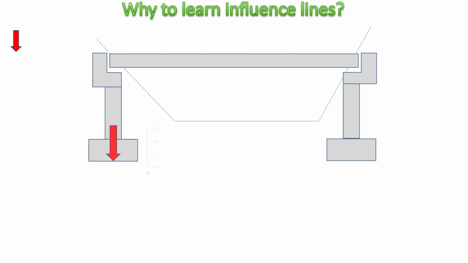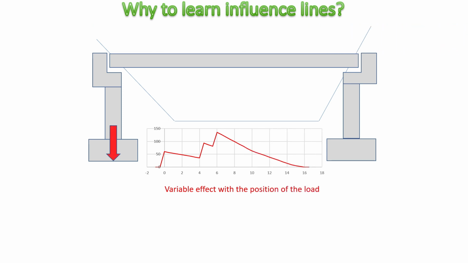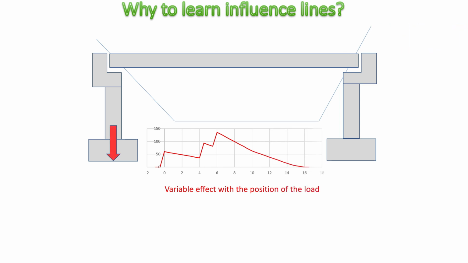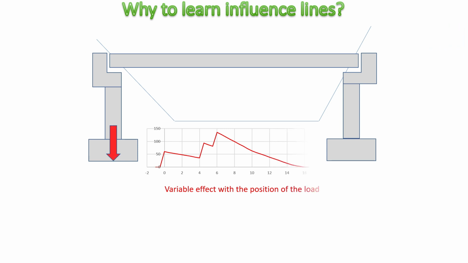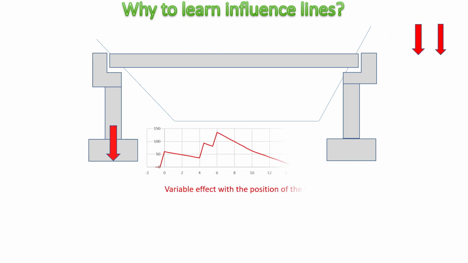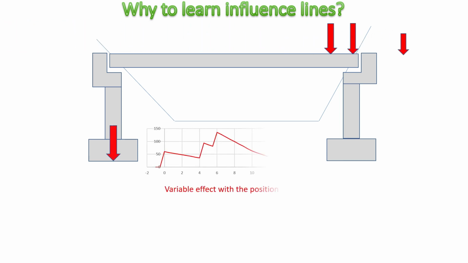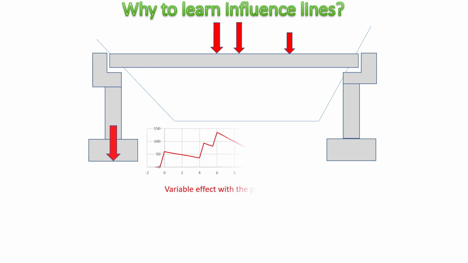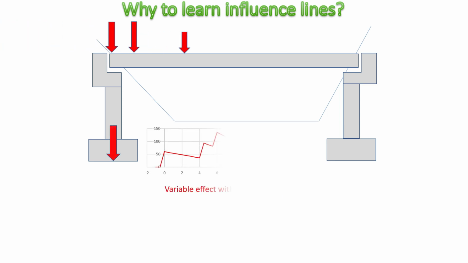So, in order to design the structure in the most unfavorable situation, the engineer who is responsible for the justification of internal and external stability of a structure must determine the position of the vehicle that gives the maximum or the unfavorable value of the effect. This effect can be the maximum.